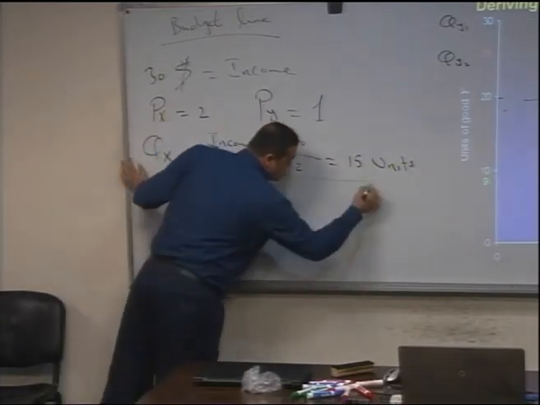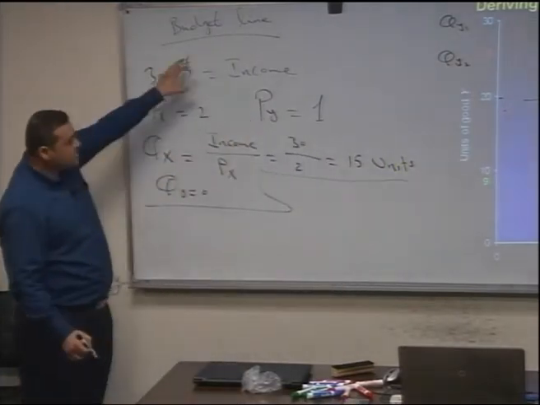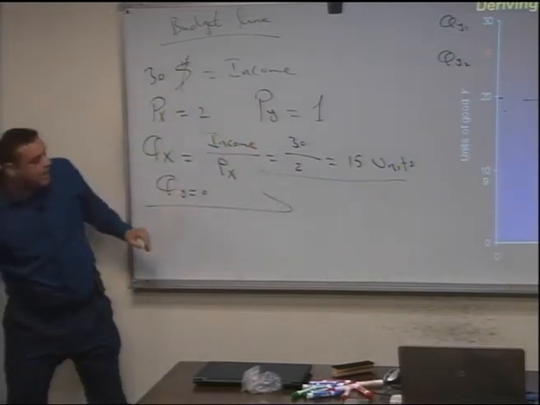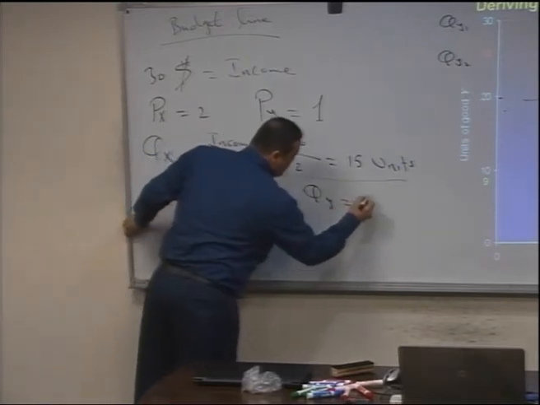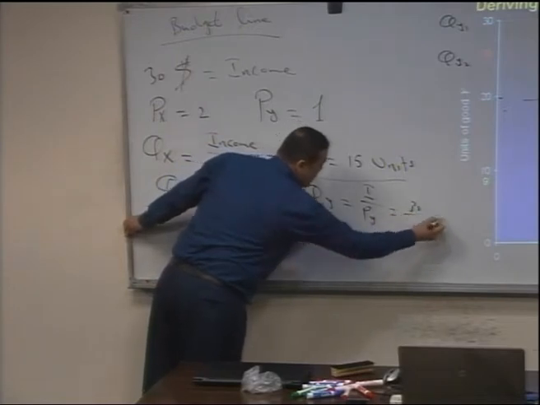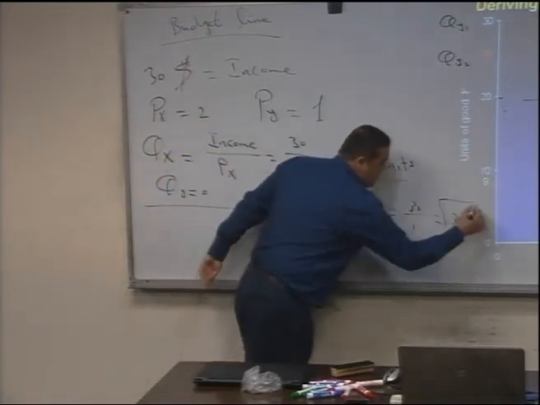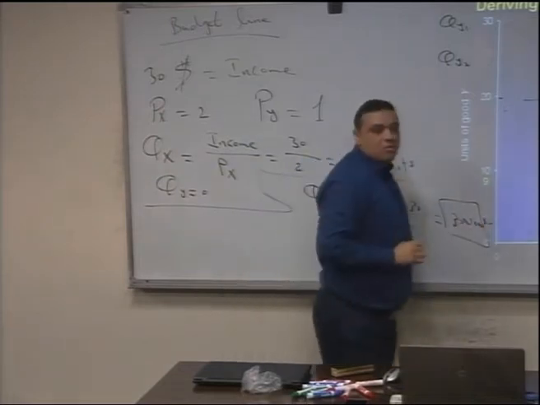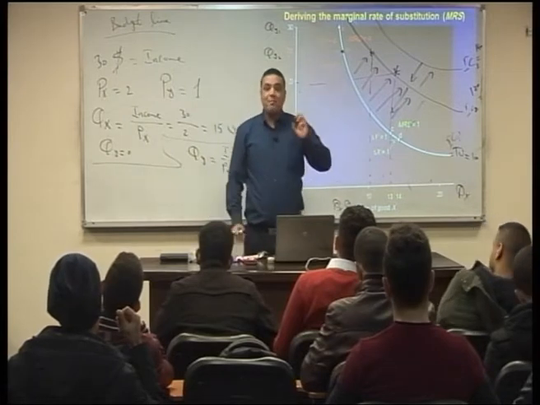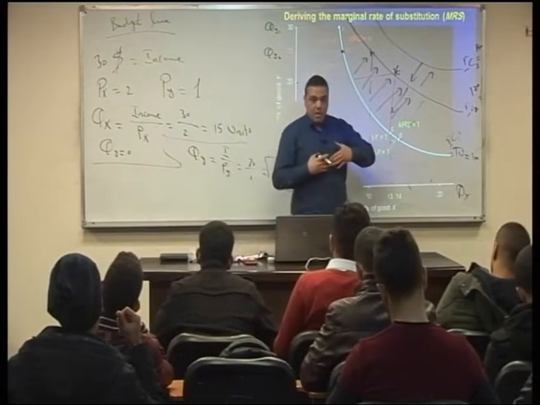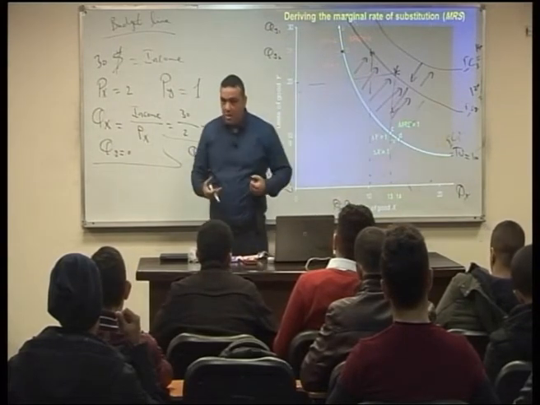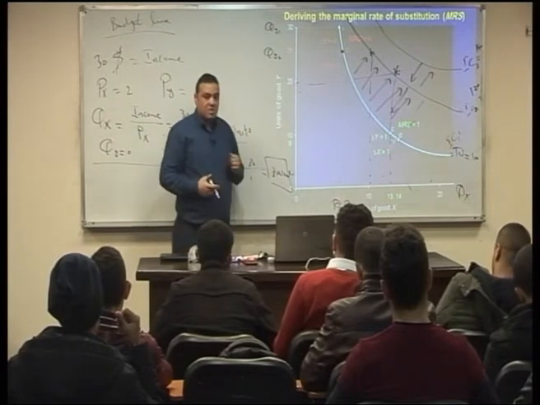What will happen if he decided to buy only Y? If he decided to purchase only Y, he can buy quantity Y equals income over the price of Y, equals 30 over 1, equals 30. 30 units and 0 of X. Now, let us draw the budget line. The budget line explains the ability of the consumer to buy different combinations of goods. Let's draw the budget line here.